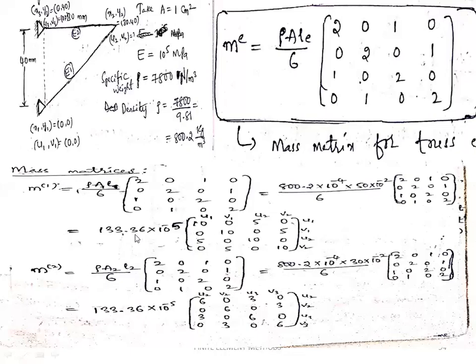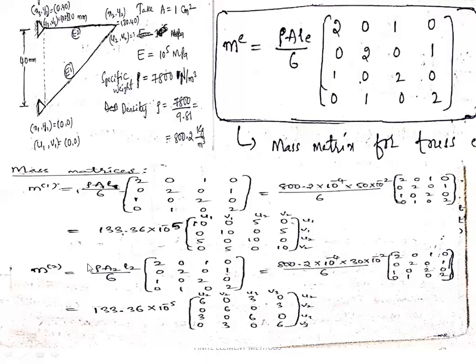So M1 we get like this: 133.36 into 10 power minus 5 times the matrix 10 0 5 0, 0 10 0 5, 5 0 10 0, 0 5 0 10. This matrix we obtain after substituting rho A L into the mass matrix formula. Here it is also very important to give the row and column numbers. The first row is indicated with the first nodal point displacement U1, the second row with V1, the third row with U2, and the fourth row with V2.